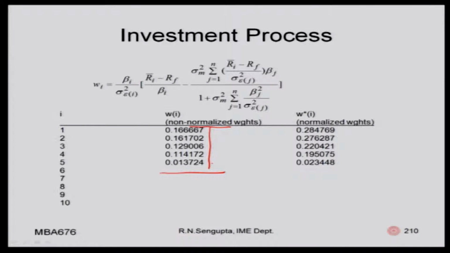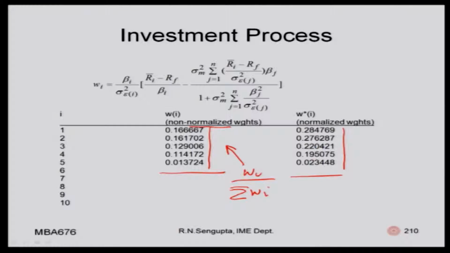So, once we find out the normalized weights using any normalization technique which we have already discussed, a simple one would be Wi divided by the sum of Wi's. So, these Wi's would be the non-normalized ones. Once you find them, you basically have the normalized weights. If you add them up, they should add up to 1, which means the whole amount of money which you have to invest is being invested in the first, second, third, fourth, and fifth stock in proportions of 28.4, 27.6, 22.0, 19.5 and 2.3 percent respectively.